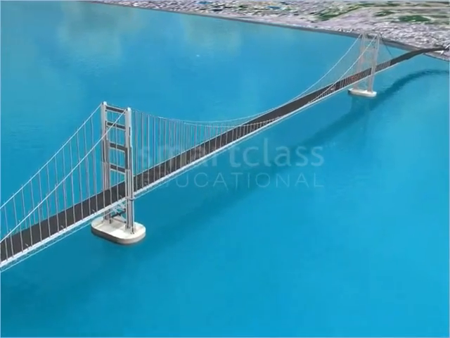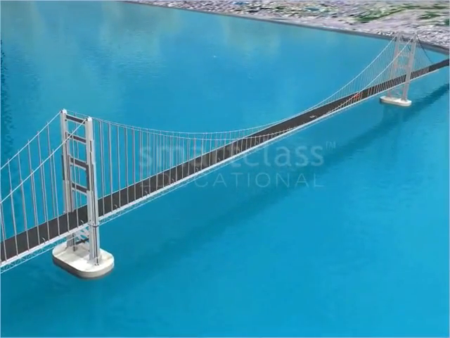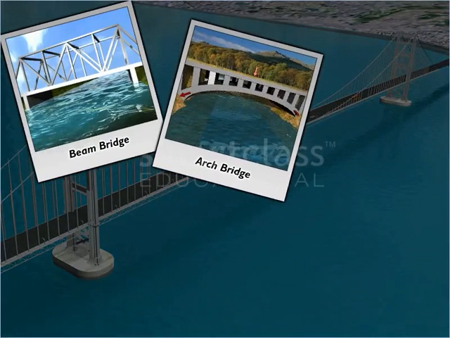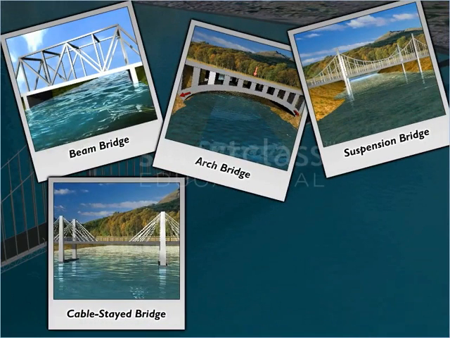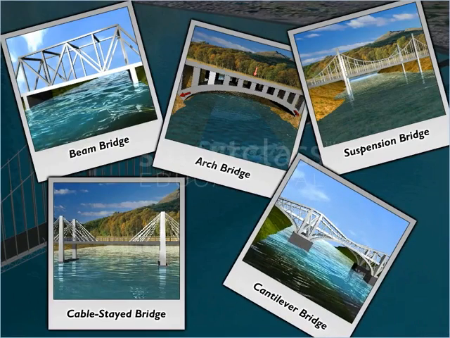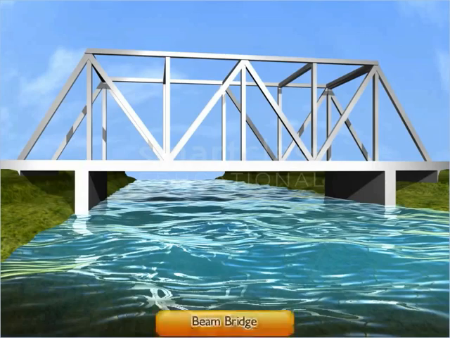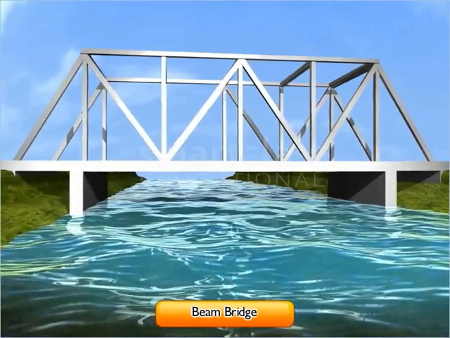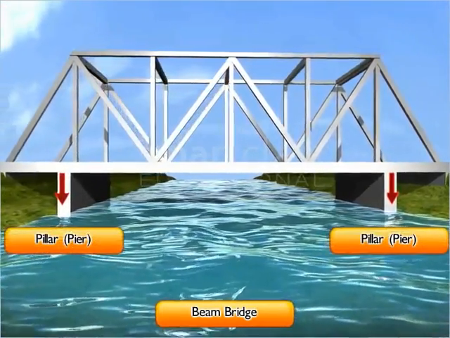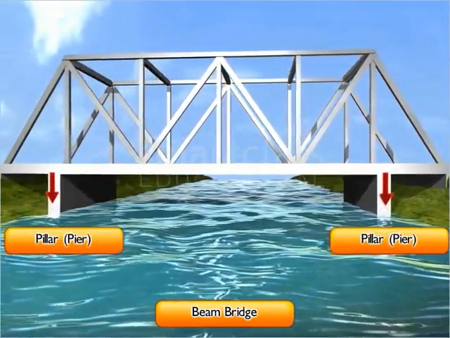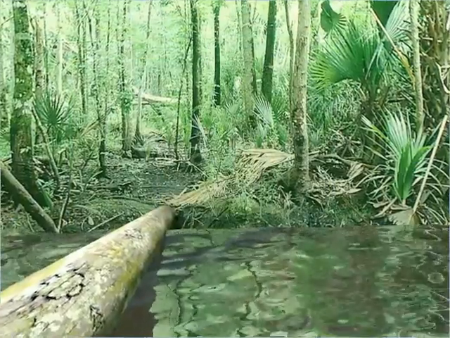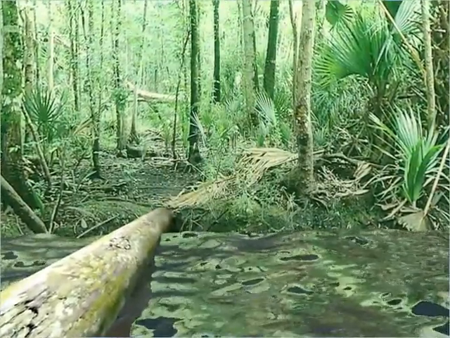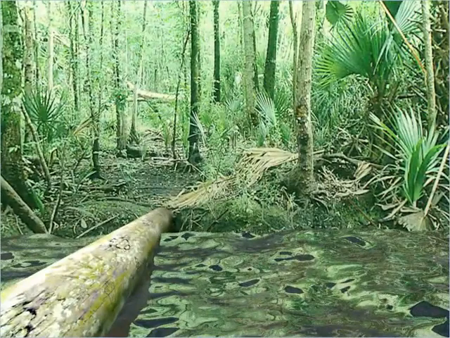Modern bridges are of 5 different types: beam bridges, arch bridges, suspension bridges, cable-stayed bridges and cantilever bridges. The beam bridge is the simplest type of bridge. It's made of 2 or more pillars, piers, which hold up a horizontal beam. The earliest beam bridges were simple logs that sat across streams or similar simple structures.